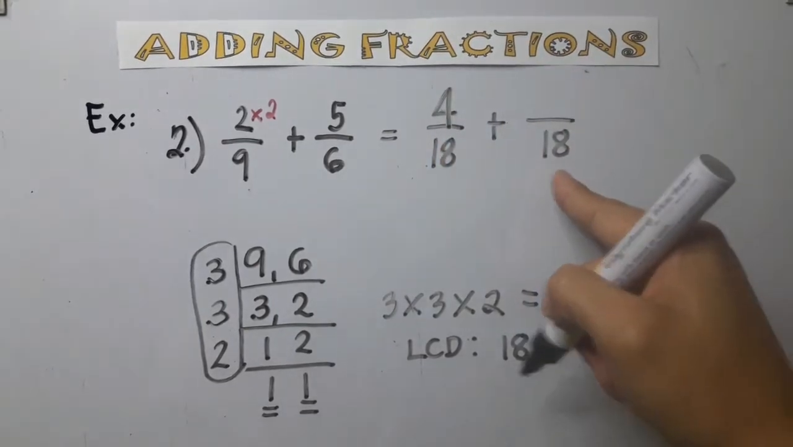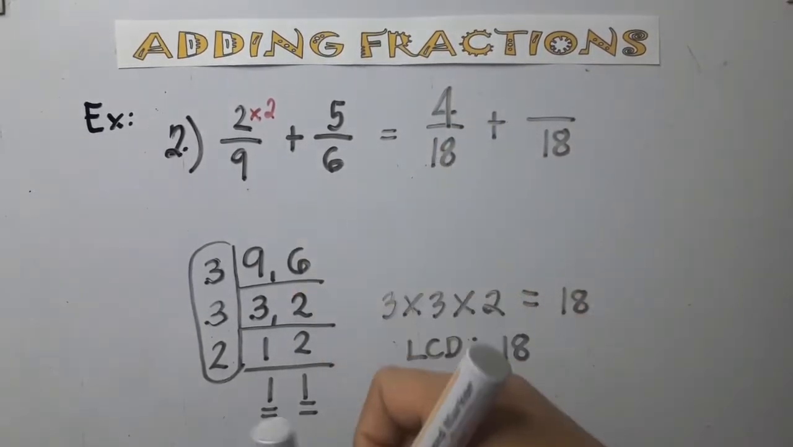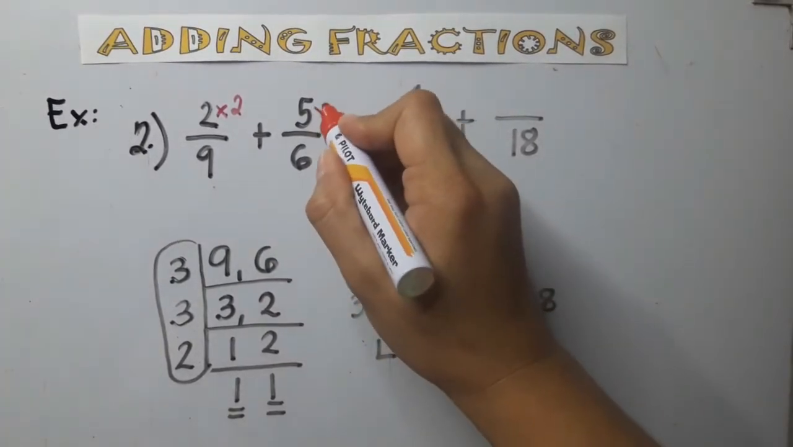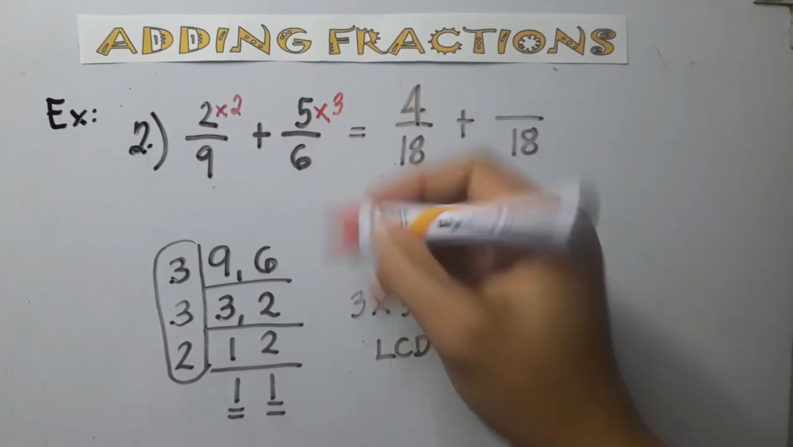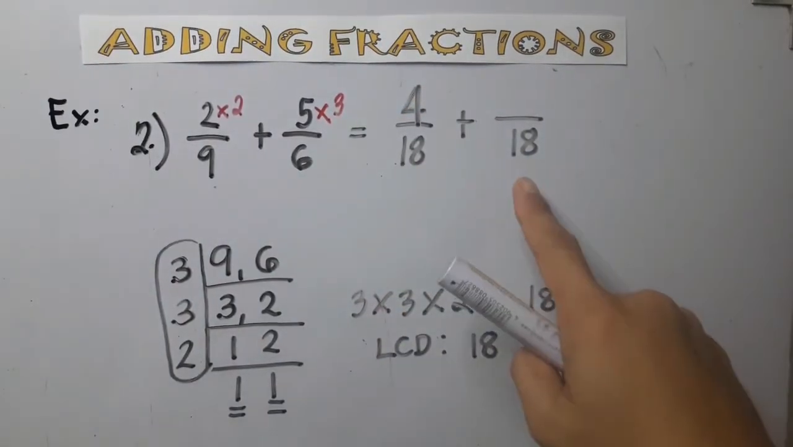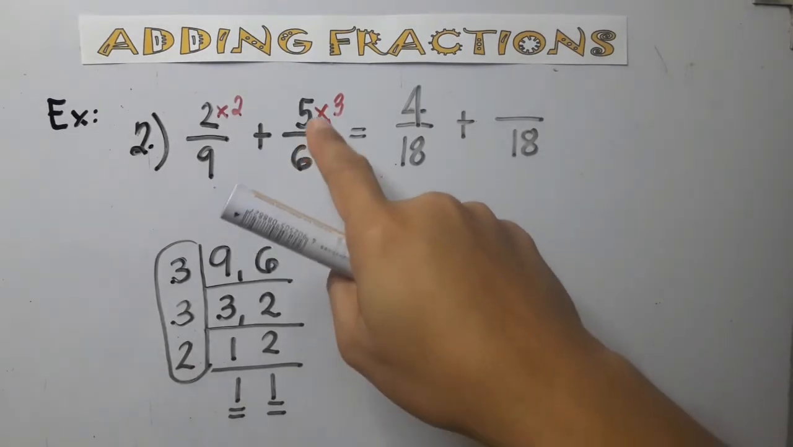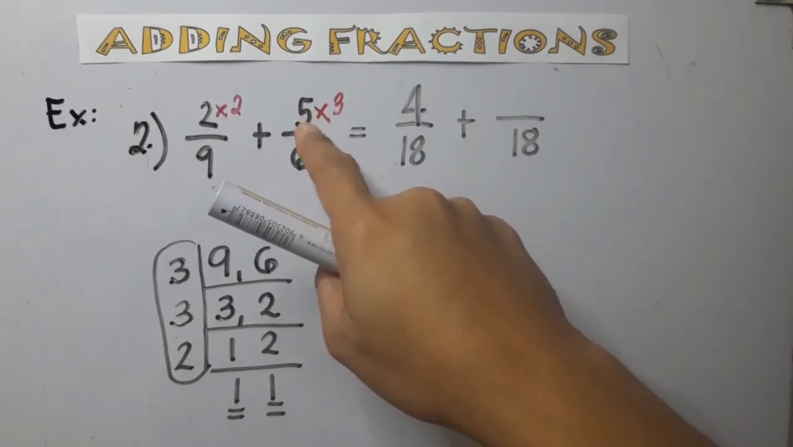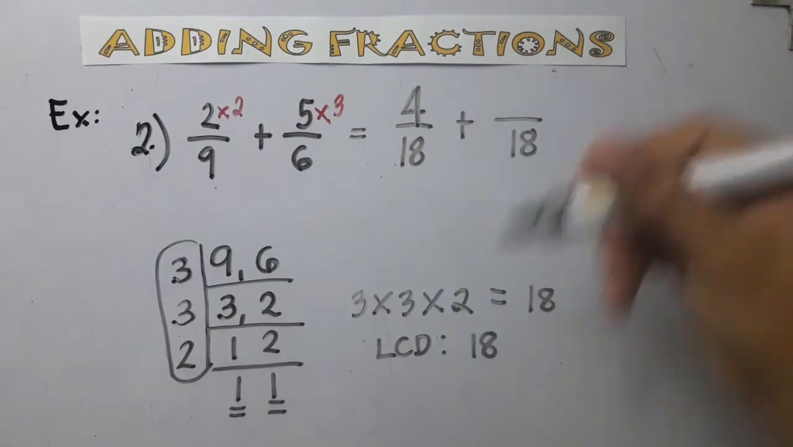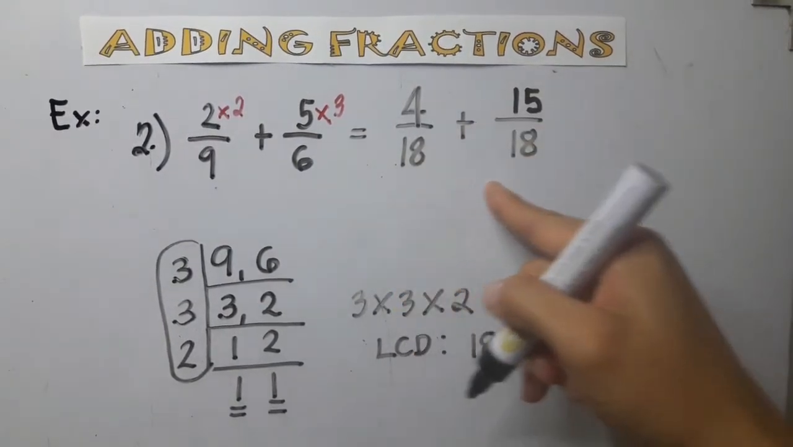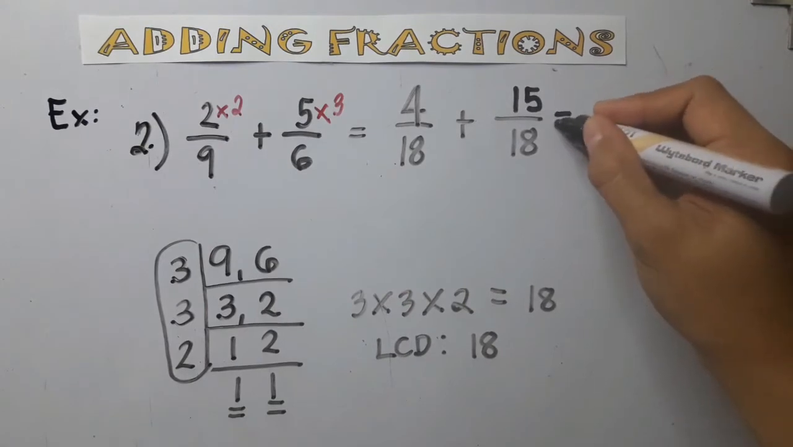Then 18 divided by 6 is 3. So we're going to multiply this one here by 3. Again, 18 divided by 6 is 3, so we will multiply this one by 3. So 5 times 3, that is 15. So they are now similar fractions, so we can now add them.